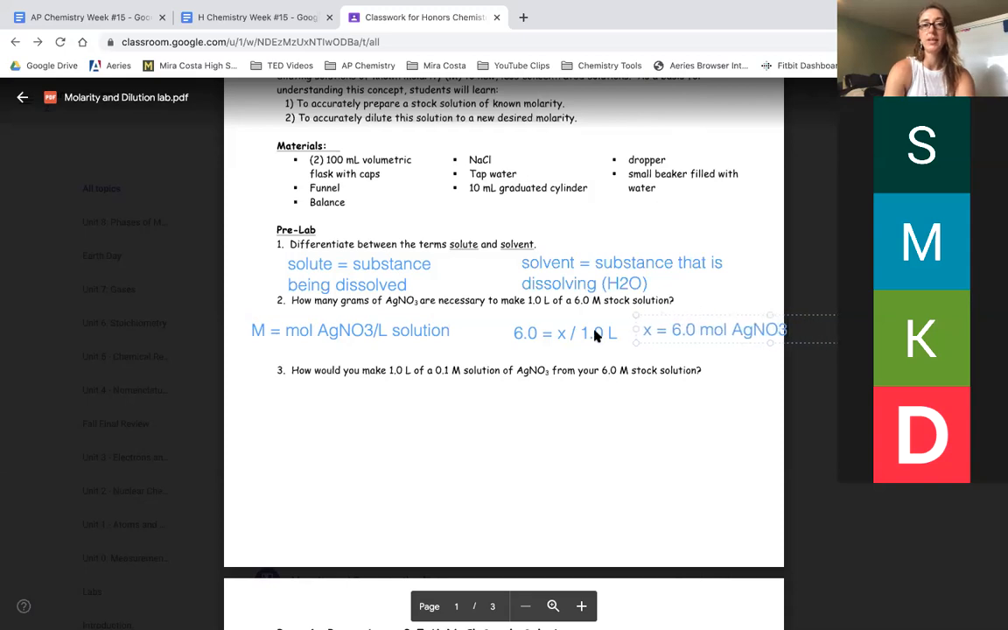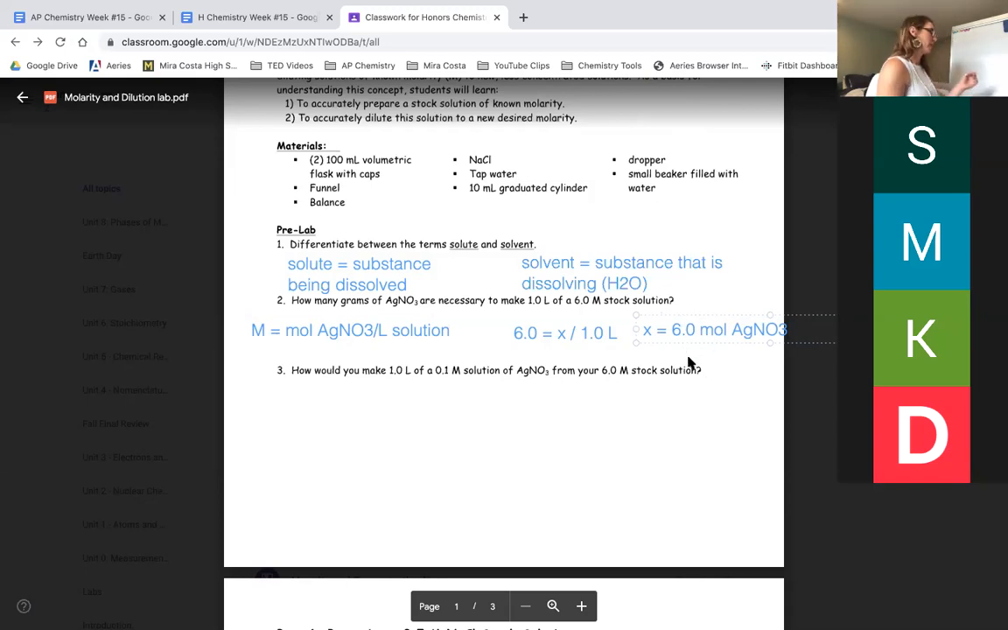And that's pretty easy. But again, I can't just measure 6 moles. That'll take me forever to count 6 moles, right? I'm going to have to use mass to do it. So I'm going to get my balance, and I'll get my little silver nitrate bottle and my spatula and my weigh boat, right? And I'll figure out the mass of this.